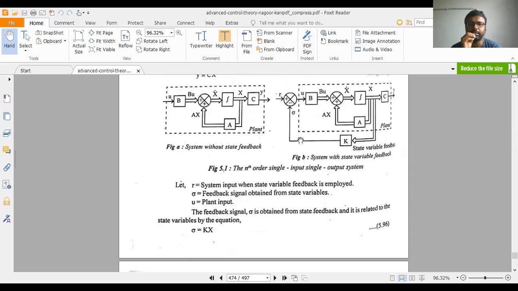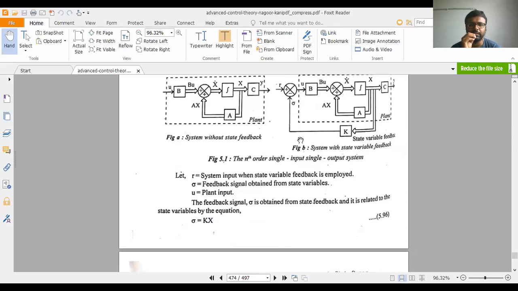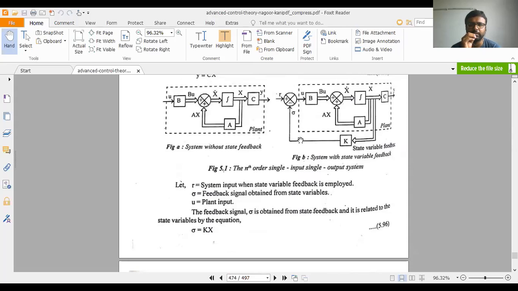Therefore, sigma can be taken as k into x. That means k is the feedback value obtained, and x is the input. Therefore, the feedback signal sigma is going to be taken as k into x.